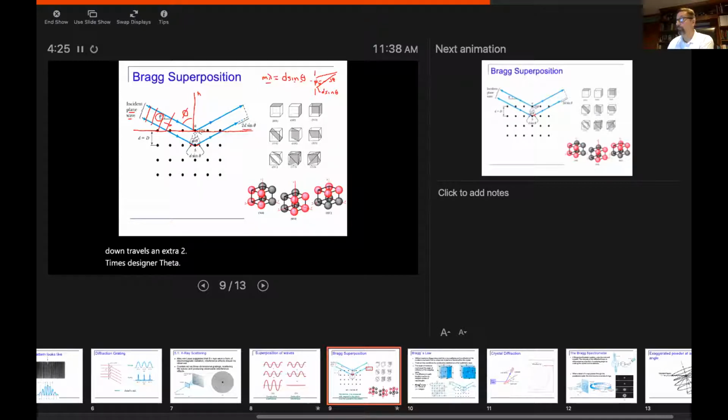Okay, and so that means the constructive interference case now is not n lambda or m lambda, whatever you want. In our book, we're using n this year for Bragg scattering. If that extra distance is an integer multiple of wavelengths, I'll get constructive interference. But now the extra distance is 2 times d times the sine of theta, right? I just want to point that out.